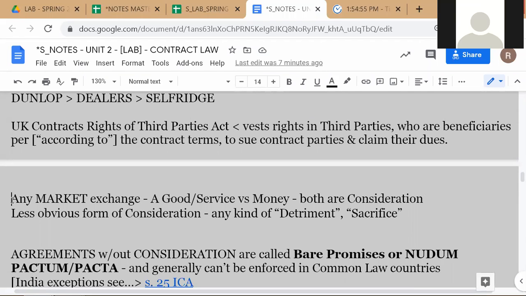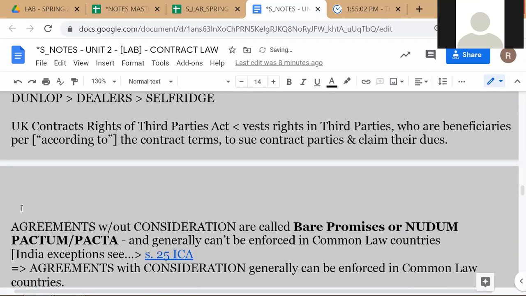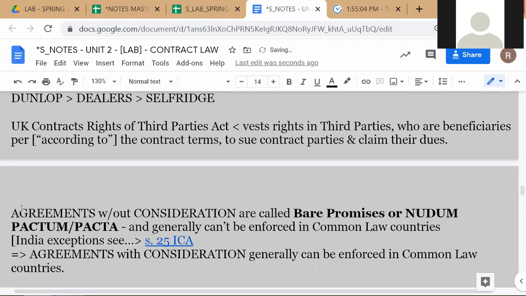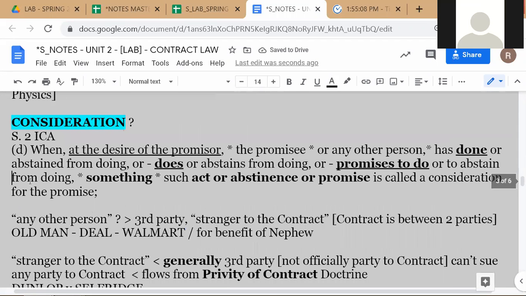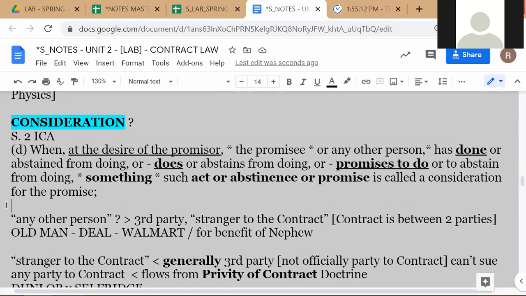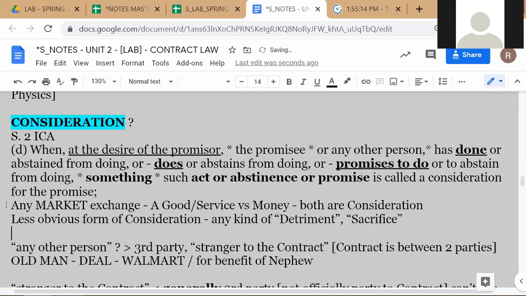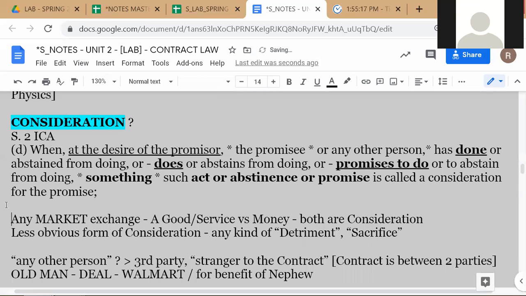So in the case of contract, in the case of consideration, let's go here a little bit, and then we'll come to this discussion which we had in the other class, which I think is an important discussion. Let's look at consideration, because Harsh asked a question about "any other person," and that led to a long discussion.